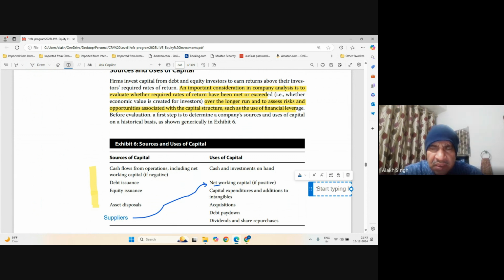And where does the company use cash flow? Cash on investment at hand, meaning in the balance sheet we will see that they have some cash in hand. Then net working capital also, if it is positive, then some of the cash will be used. And capital expenditure means equipment, PPE, investment in PPE, then maintenance of that, and any additional purchase or acquisitions, then debt pay down and dividend pay down. Share repurchase is the same as dividend payout.